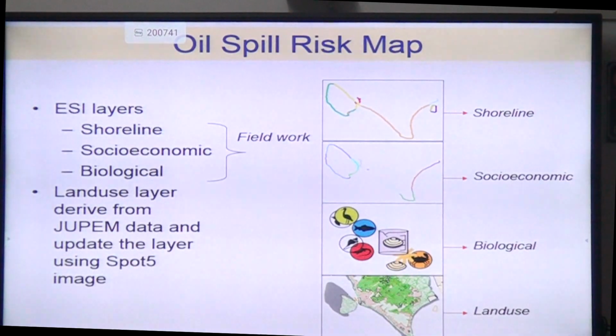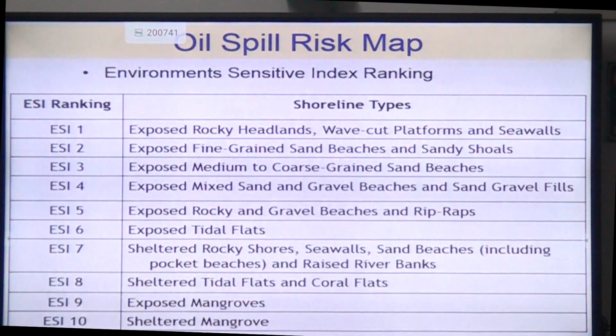All those data we brought in, and we did a lot of field campaigns as well, because a lot of data is not available. We brought them in and developed the GIS database. These are the different types of ranking that we created. It's called environmental sensitivity index ranking. We classified into 1 to 10. For example, ESI 1 is rocky headlands, where the platforms meet the seawater.